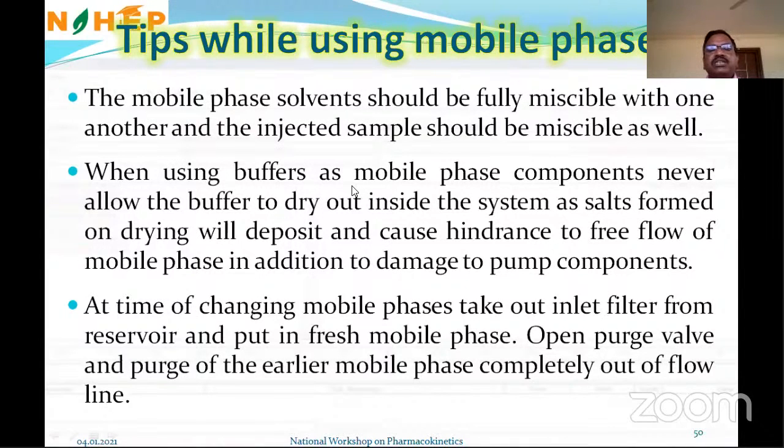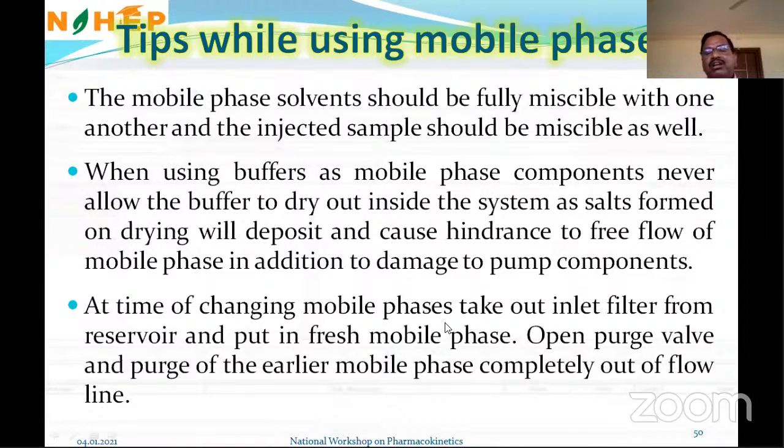When using buffers as mobile phase components, never allow the buffer to dry out inside the system, as the salts formed on drying will deposit and cause a hindrance to the free flow of mobile phase, in addition to damage to the pump components.